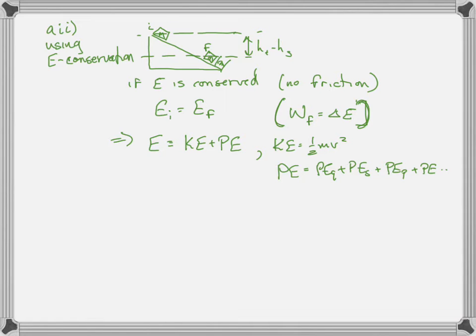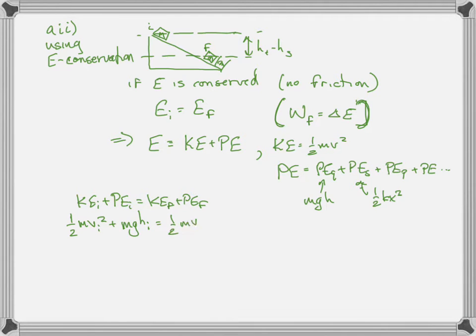So let's solve this problem by writing E_i equals E_f, energy at the top equals energy at the bottom. That's the kinetic energy at the top plus potential energy at the top equals kinetic energy at the bottom plus potential energy at the bottom. Let's fill in 1/2 m v initial squared plus m g h initial equals 1/2 m v final squared plus m g h final, and plug in what we know and what we don't know.